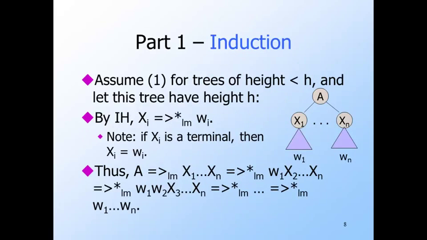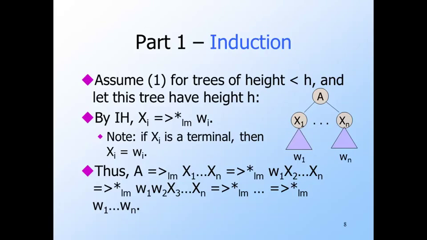For the induction, we'll assume statement 1 for height less than h and prove it for h. That is, we assume for every parse tree with root A and height of up to h minus 1, there's a leftmost derivation of its yield from its root. Now let's look at a parse tree of height h. The case h equals 1 is the basis, so h is at least 2. Thus, the production used at the root has at least one variable on its right side. Say this tree has root A and the children of the root labeled x1 through xn.